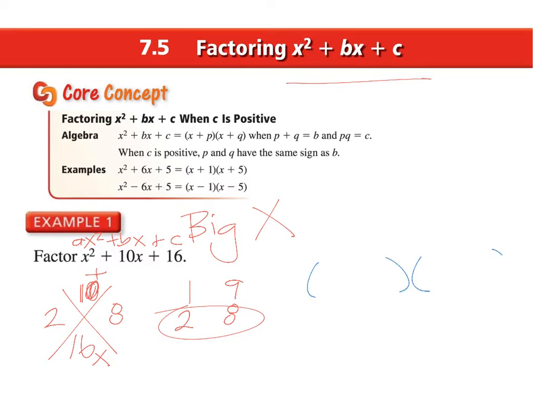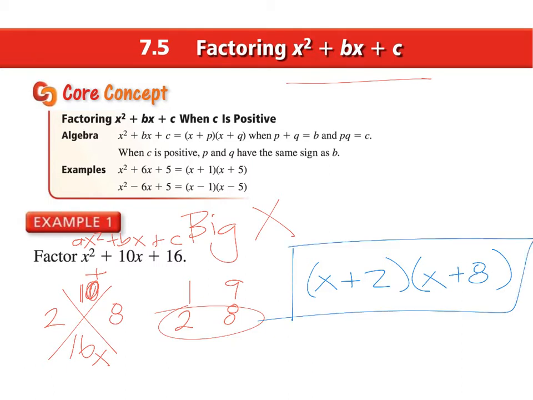Draw parentheses. Start off with the variable you're working with, and then I have positive 2, so it's plus 2, and I have positive 8, so it's plus 8. And you're done. That's all there is to it. Moving on to the next problem.